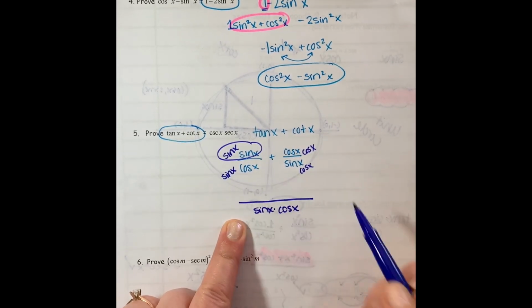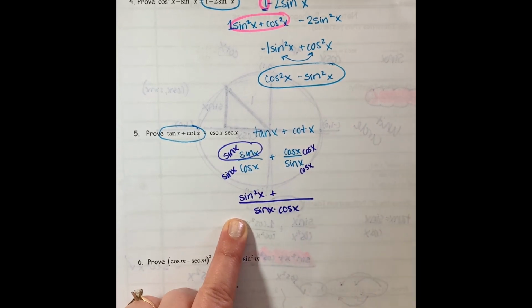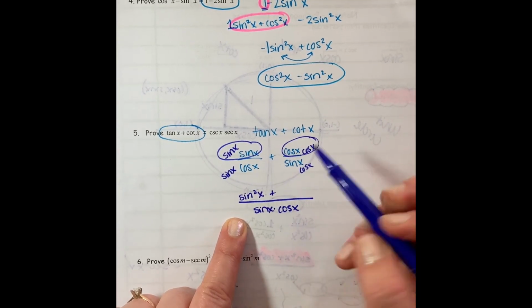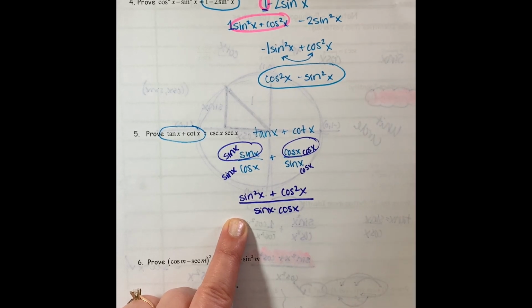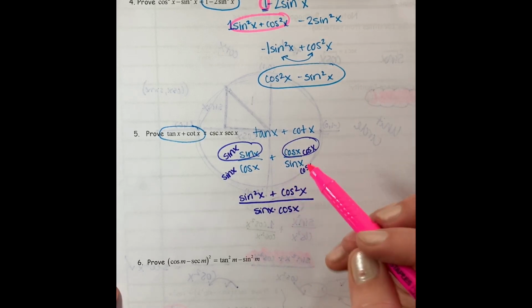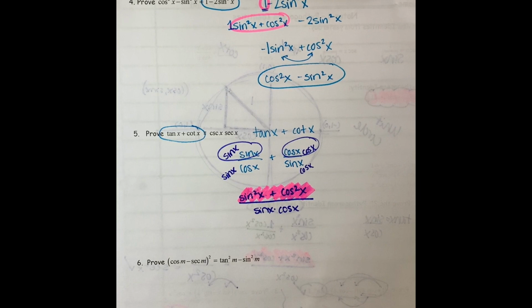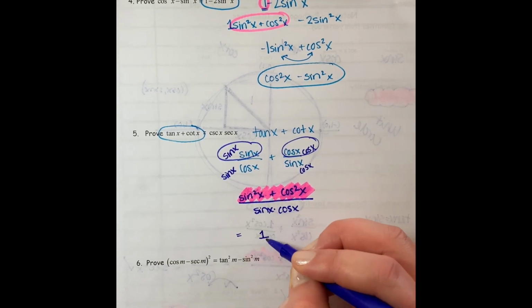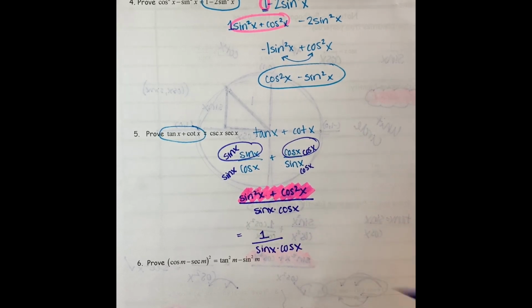But here I have a sine and another sine, call it sine squared. Then I have a cosine and another cosine, that's cosine squared. And then from there, what is sine squared plus cosine squared equal to? Okay, all of that is equal to 1 over sine x cosine x.